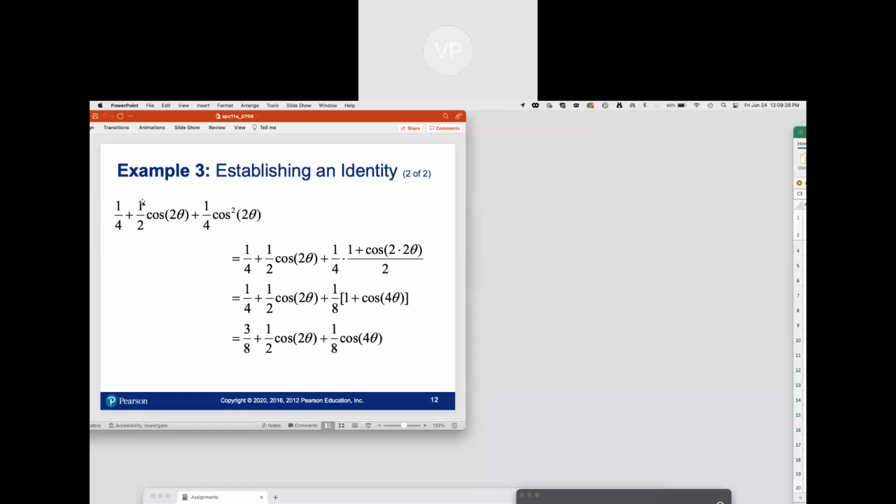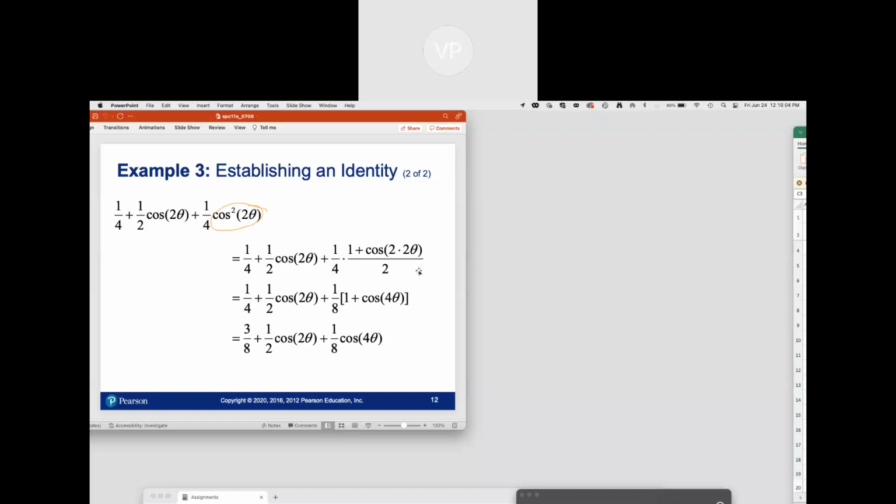So again, this top thing is where we were just now. Now all of a sudden we have a 1/4 that's there, a 1/2 cosine 2 theta that's there. Now we have this big thing. Okay? Now think about where this came from. Think about what changed. That's the only thing that's different right there. Okay, that cosine square 2 theta.